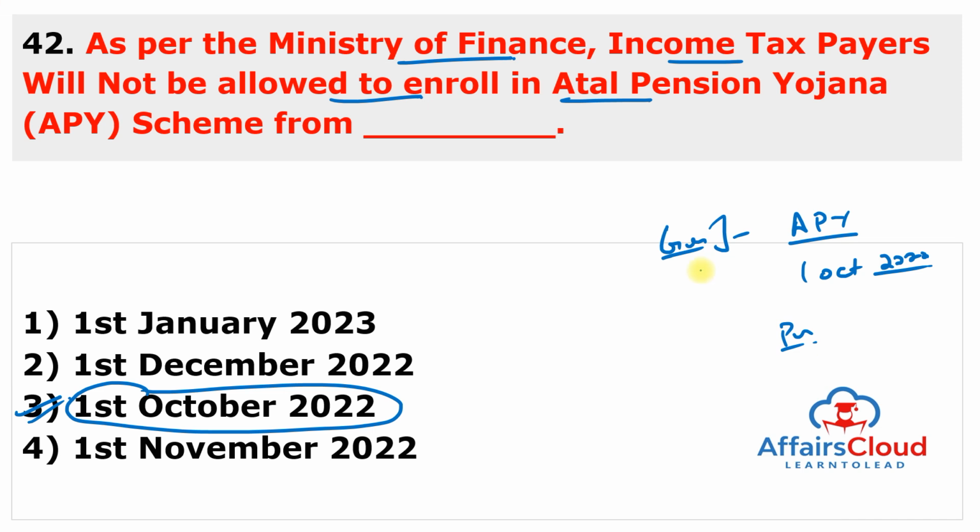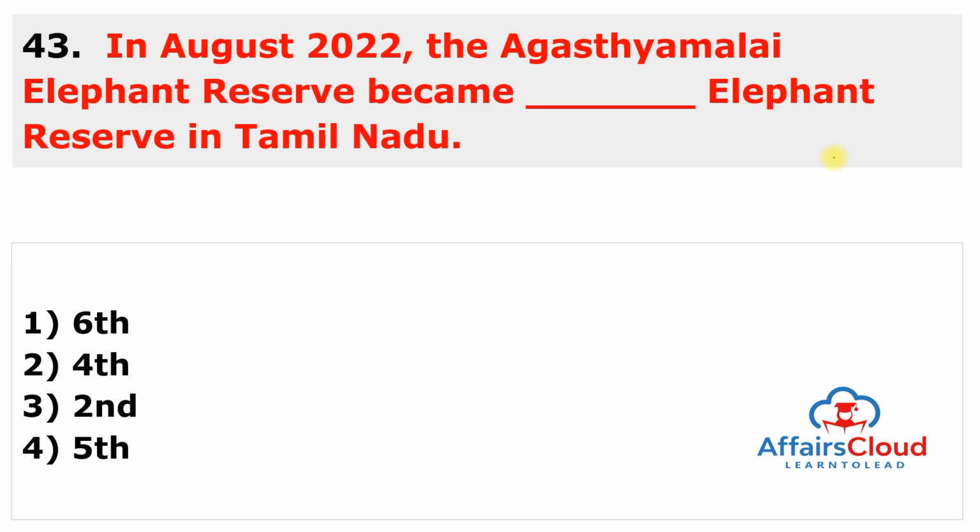In case a subscriber who joined on or after 1st of October 2022 is found to have been an income taxpayer on or before the date of application, the Atal Pension Yojana account will be closed and the accumulated pension wealth till date would be given to the subscriber. And it should be noted that people having taxable income up to 2.5 lakh are not required to pay the income tax. Moving to next question.